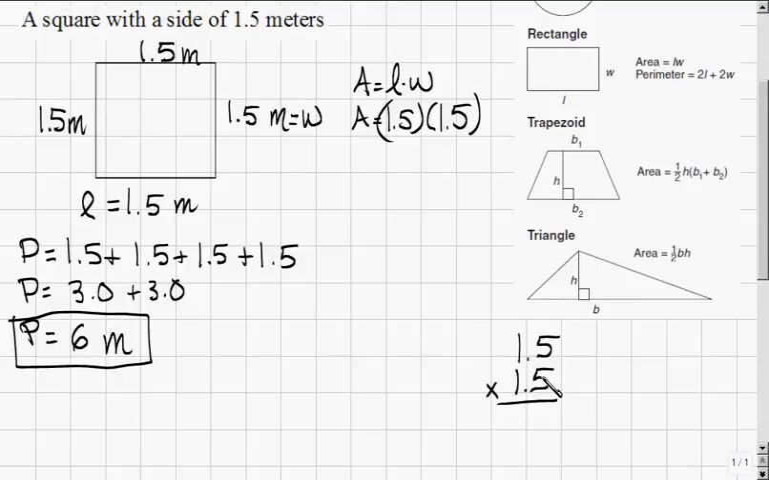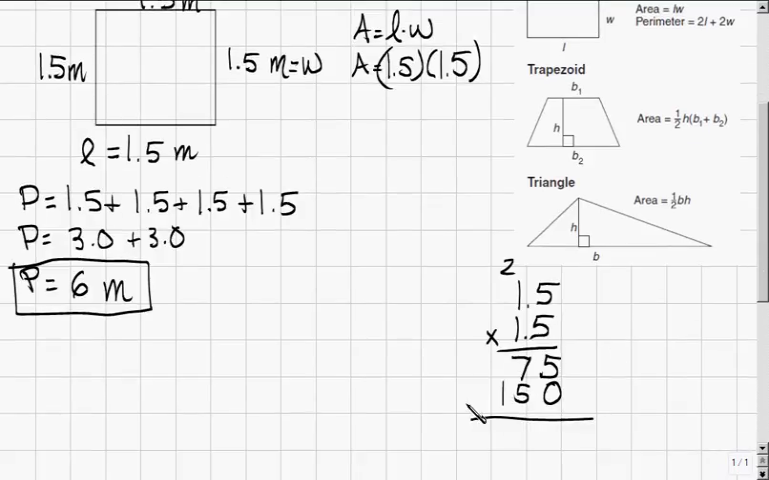So to begin, 5 times 5 is 25, carry the 2, 5 times 1 is 5 plus 2 is 7. We'll write a 0 as a placeholder, and our second row would become 1 times 5 is 5, 1 times 1 is 1. Adding our columns up, 5 plus 0 is 5, 7 plus 5 is 12, carry the 1, 1 plus 1 is 2.